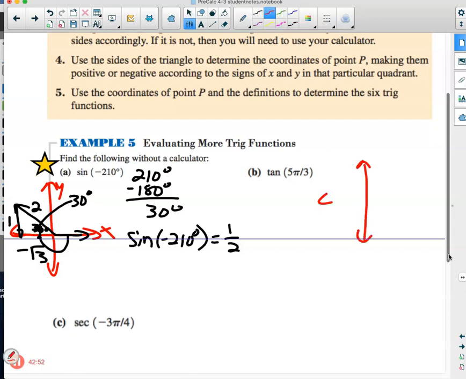Tangent of 5 pi over 3. I need somebody to unmute and tell me what we should think of 5 pi over 3 as so that we can draw that correctly.